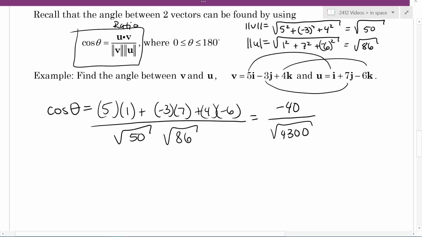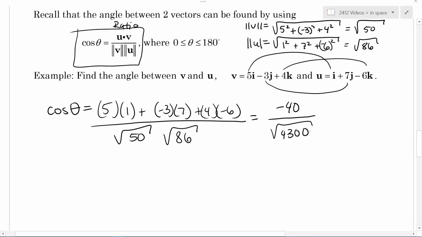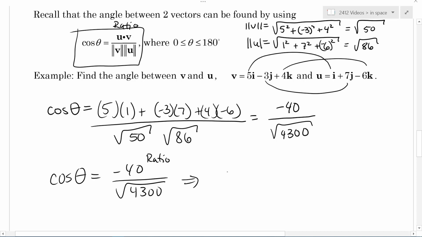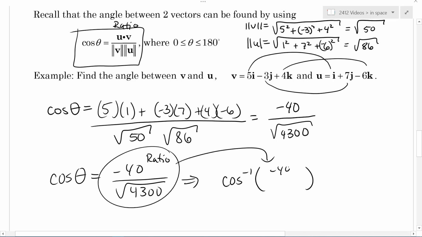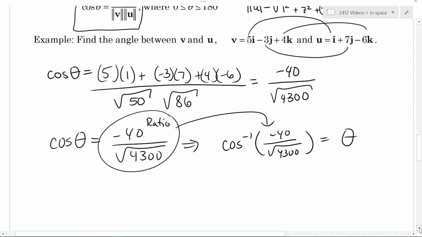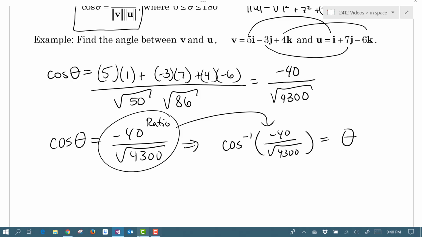Okay, so I'm going to stop there with my simplifying because I do not know what the square root of 4,300 is off the top of my head. But I want to be careful of something. I know that this is the ratio. Okay, this is not the angle, this is the ratio. To actually find the angle, I need to put that into the cosine inverse function, right? So I'm going to take this ratio and put it into the cosine inverse function. And I'm not going to round, I'm just going to use Desmos and let Desmos do all the work for me. I'm not going to round that or try to approximate that. I'm just going to throw the whole thing into my calculator as is.